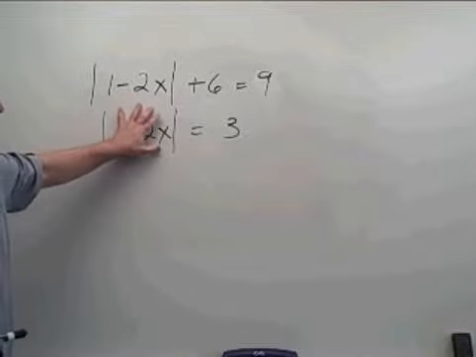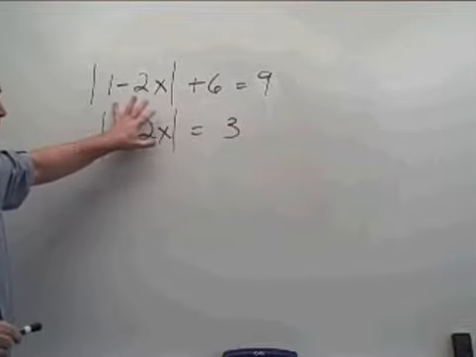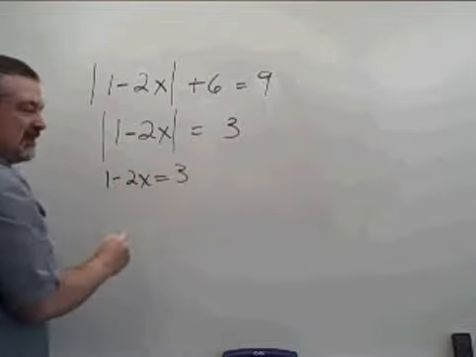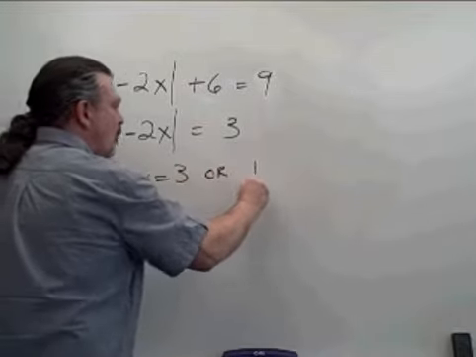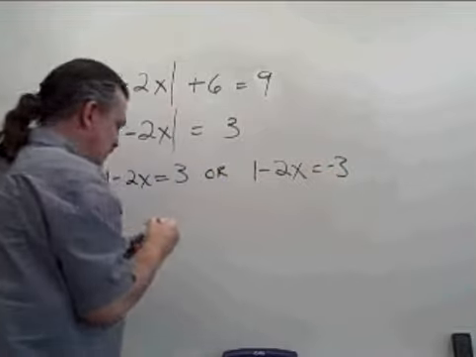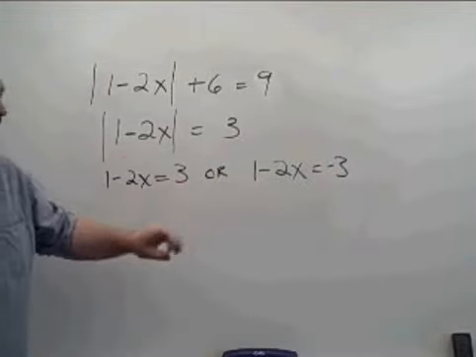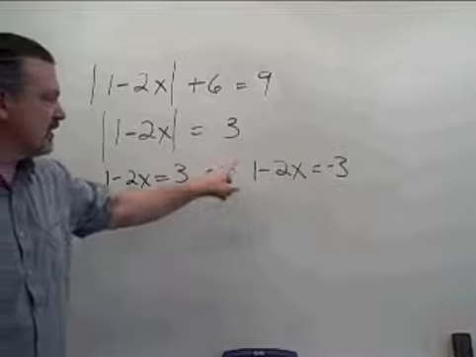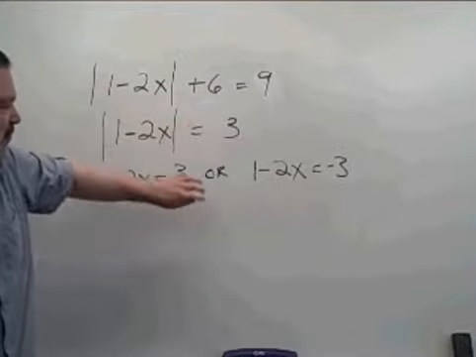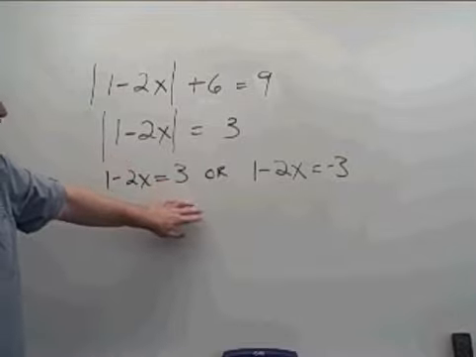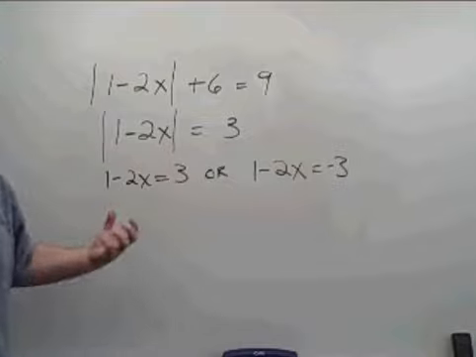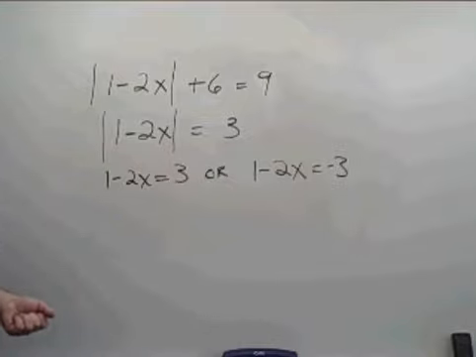If the absolute value of this quantity is equal to 3, then this quantity, 1 minus 2x, must either be 3 or that quantity 1 minus 2x must equal negative 3. Because the only two quantities that have an absolute value of 3 are 3 or negative 3. So if the absolute value of that quantity is supposed to be 3, that quantity has to be 3 or that quantity has to be negative 3. And that creates two nice linear equations that I can solve.